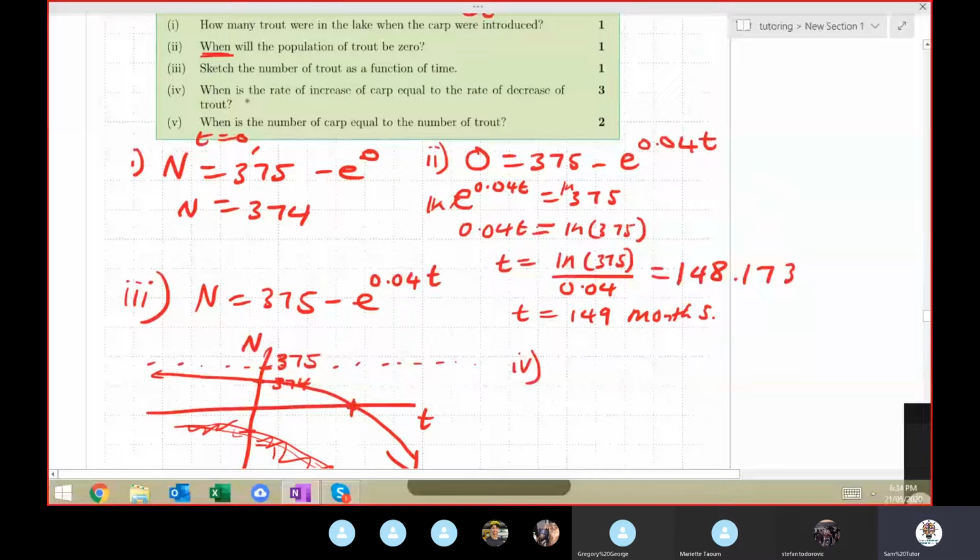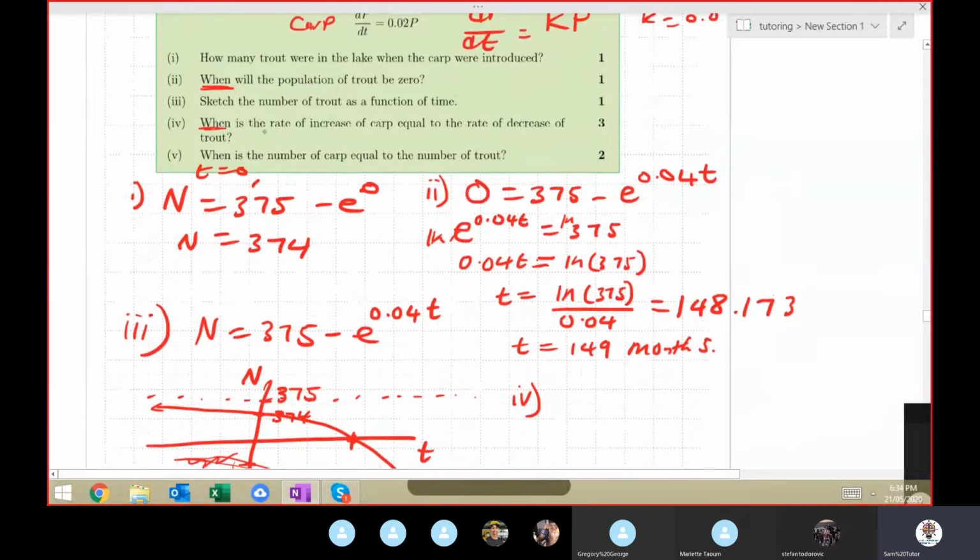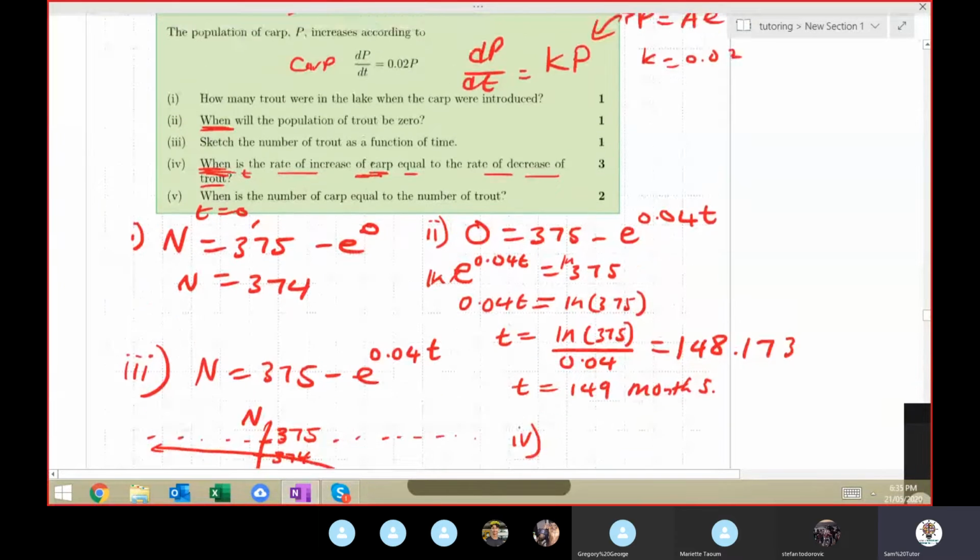When is the rate of, when? What letter are we trying to solve for? It's important because a lot of students tackle these and go, I don't even get what it's saying, I don't know how to do it. And usually that already tells you the answer. When? Okay, at least now you know you're finding time again. Is the rate of increase of carp equal to the rate of decrease of trout?